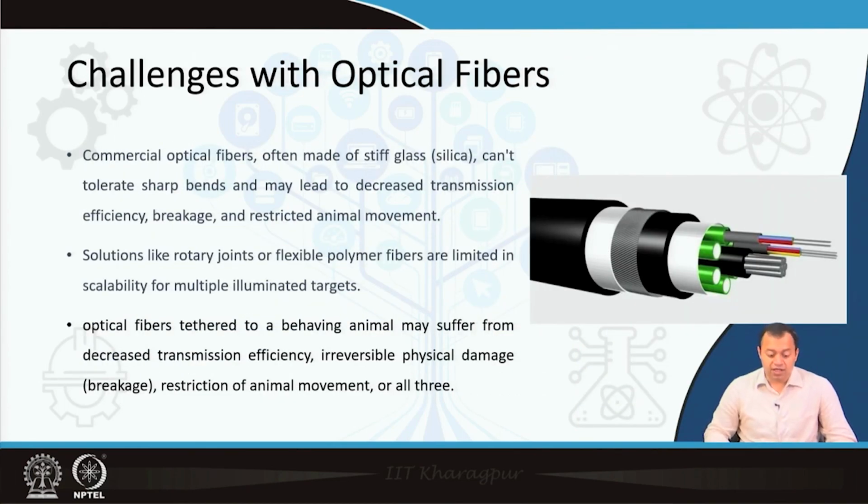Challenges with optical fibers are plenty. Commercial optical fibers, often made of stiff glass, can't tolerate sharp bends and may lead to decreased transmission efficiency. You basically have the risk to kill the animal. Solutions like rotary joints or flexible polymer fibers are limited in scalability. Optical fibers tethered to behaving animals may suffer from decreased transmission efficiency.